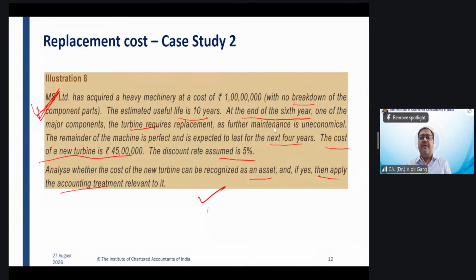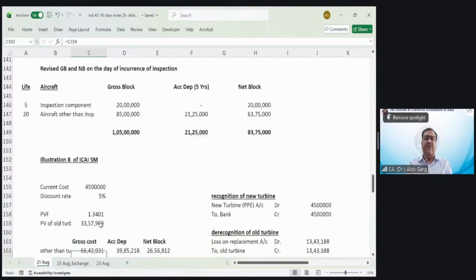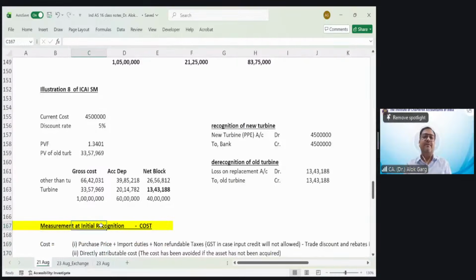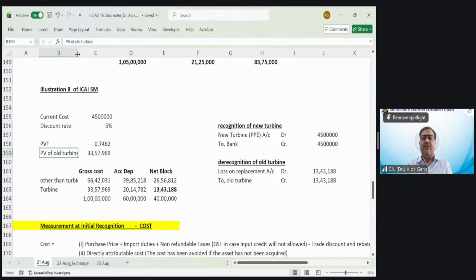So let me discuss in the Excel file with all of you what should be the accounting treatment with the accounting entry. Current cost is 45 lakh rupees. Discount rate is 5%. What is my present value factor, my dear friends? My present value factor is equal to 1 divided by 1 plus 5% to the power 6, right? When I multiply 45 lakh with this, it gives me 33 lakh 57,000, 58,000. This is my present value of the old turbine.